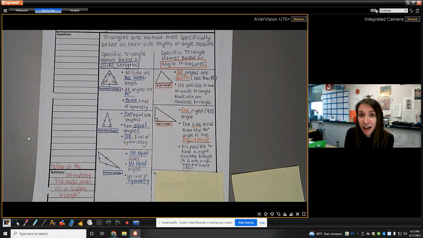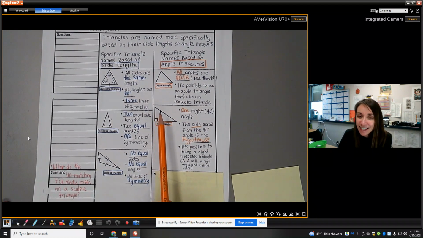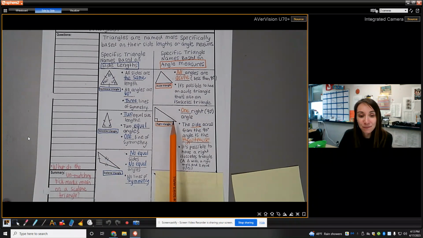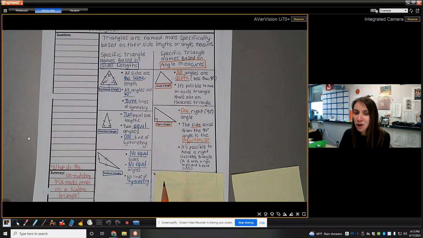Now, the next triangle that we're going to talk about that's named specifically by its angle measures is the right triangle. Right triangles have one 90-degree angle, and the side that's directly across from that 90-degree angle is called the hypotenuse. And just so you know, it's possible to have a right isosceles triangle. It would be a triangle with a right angle and 2 equal sides.